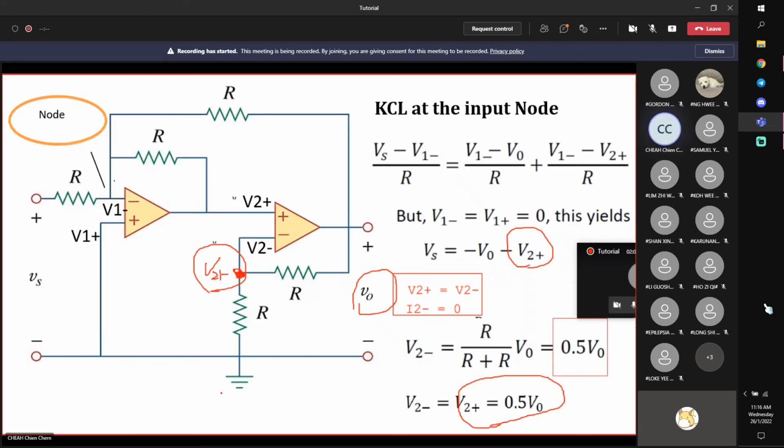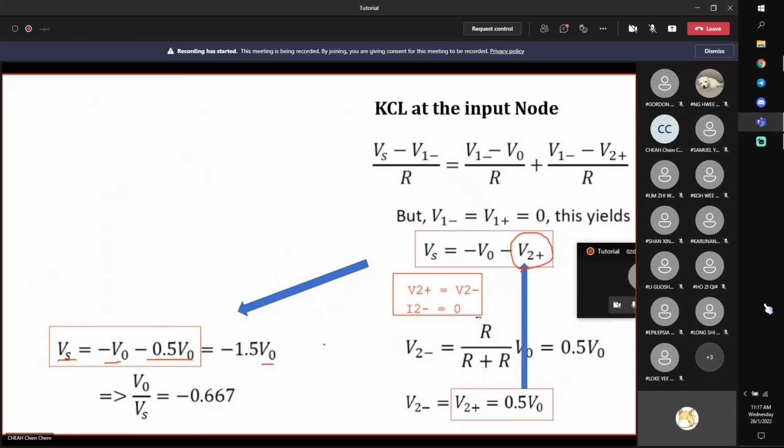And this basically means that if I apply 1 volt here, I get negative 0.667 in my output, right? So if I apply 10 volts, you get 6.67 negative. So two observations here. First is that the gain is less than 1, attenuation. Secondly is to take note that there's an inverse of the sign, right? Positive become negative, negative become positive. Any questions?